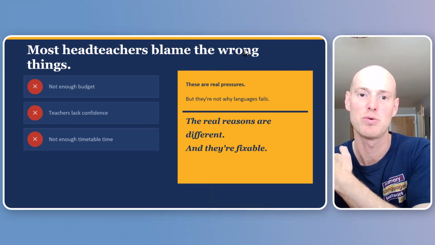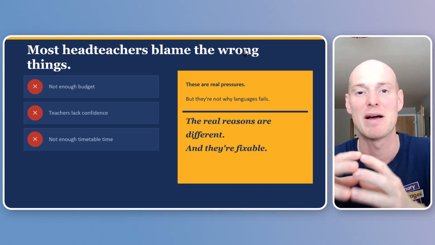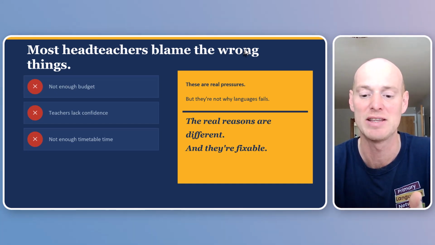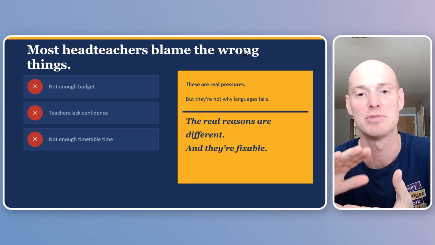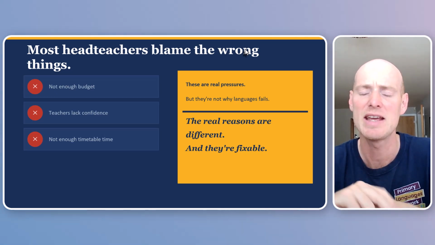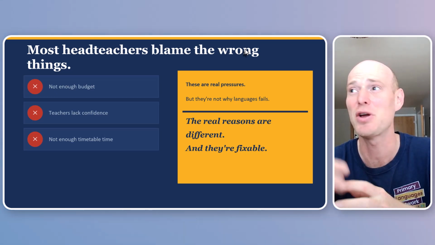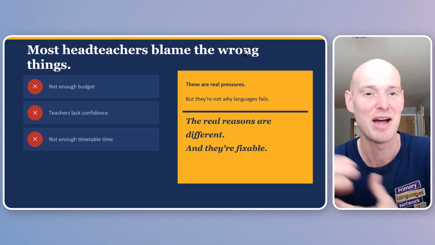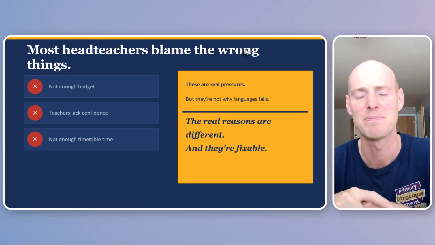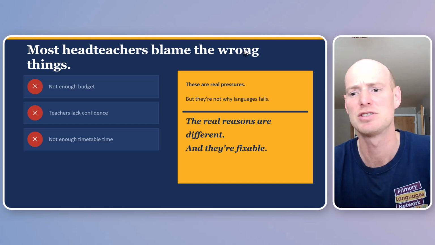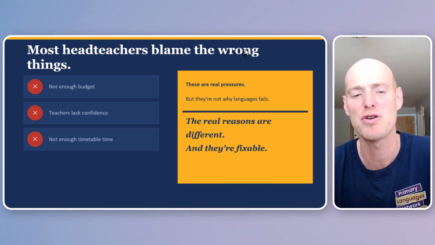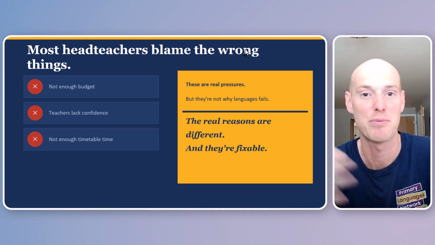When I speak to them, first of all, they're thinking about budget. We just don't have enough money to spend to train the teachers in order to get them to where they need to be. And when they do spend money, you don't see the impact that you'd like. So you figure to yourself, I don't really want to have to keep pumping money at this. Teachers lack confidence, and that's the reason why languages is failing. And also not enough timetable time to make the progress that's required.